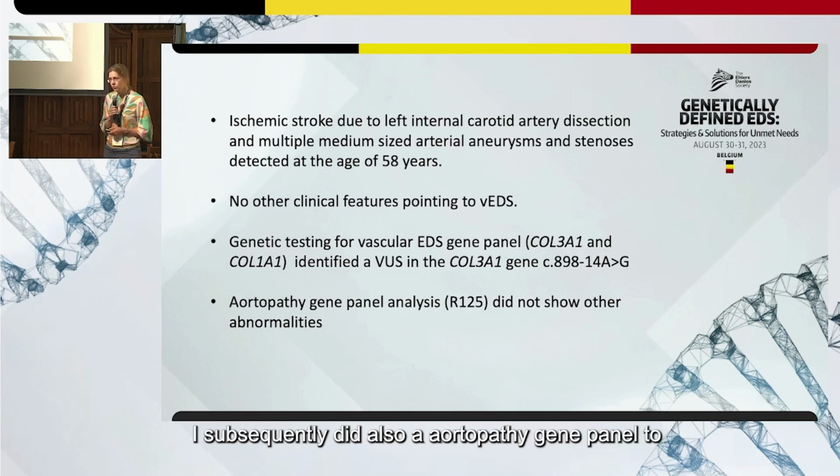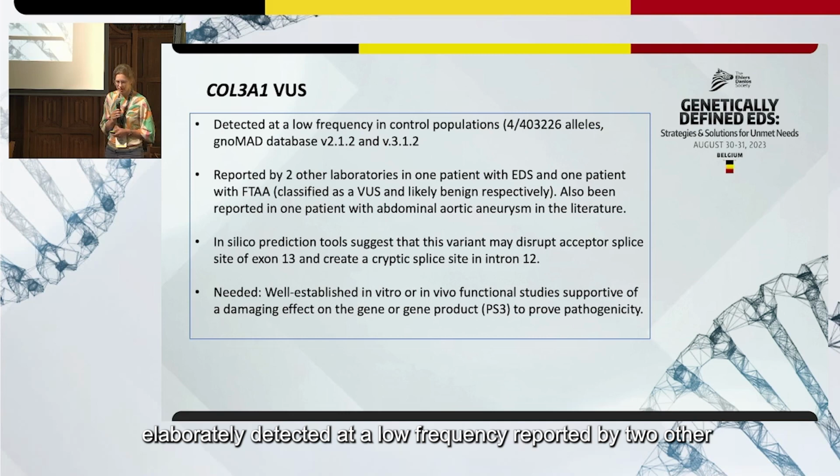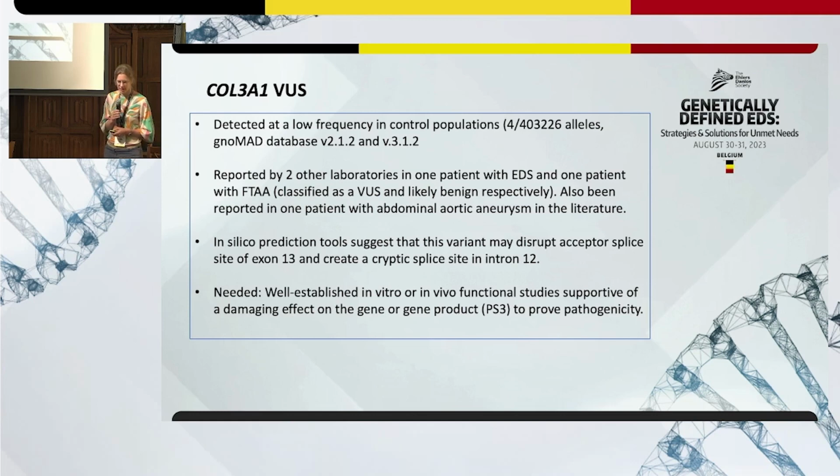I subsequently did also an aortopathy gene panel to be sure that we are not missing any other more clear likely pathogenic or pathogenic variants in other genes. That was normal. So of course we ran through the COL3A1 VUS elaborately. It was detected at a low frequency, reported by 2 other laboratories in a patient with EDS, not specified, very unhelpful, always important to specify the EDS type. One patient with FTAA, and it was also reported in one patient with an abdominal aortic aneurysm in the literature.